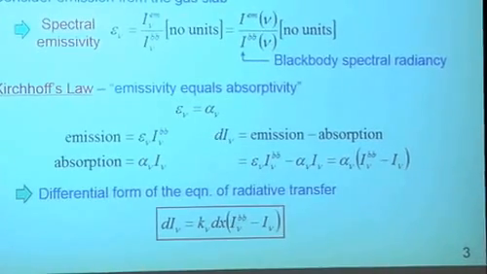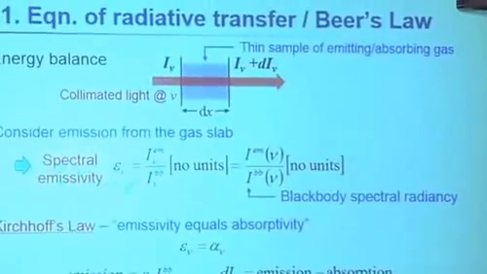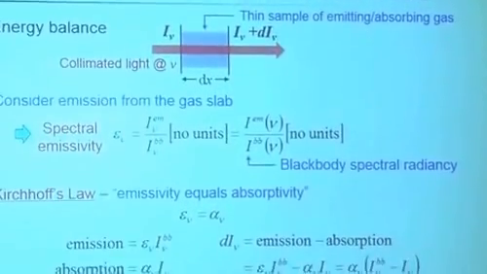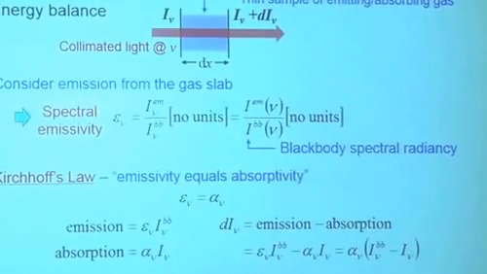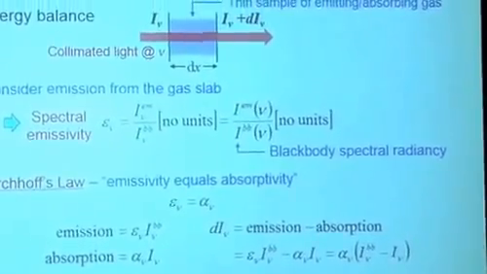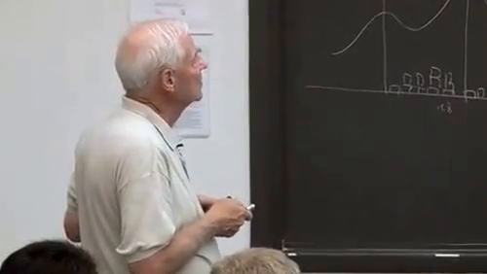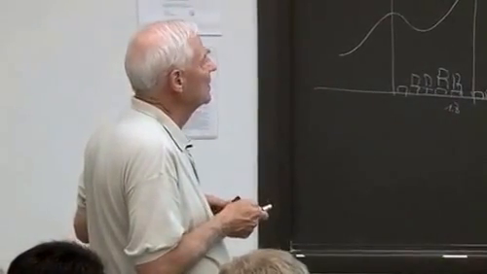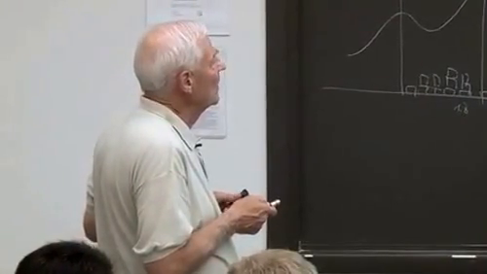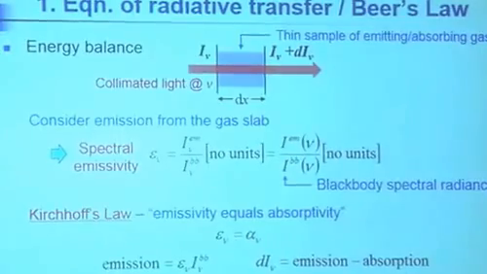So here's our dI nu, and you know there's something called the spectral emissivity, which is the relative value of the emission at nu divided by the black body emission at nu. This is a thin slab, everything's uniform inside. The emissivity at nu is the ratio of the emission to the black body level of emission. Hopefully you're familiar with that.